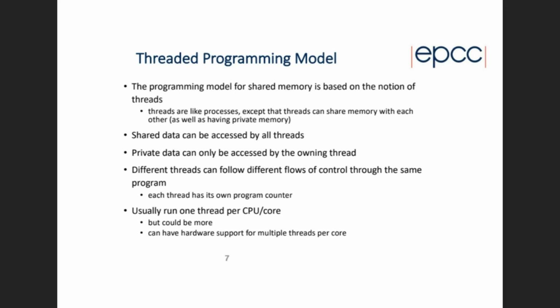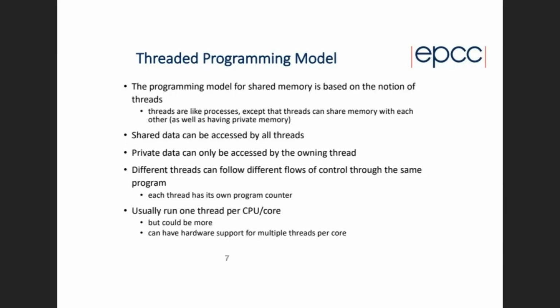Okay, so usually when we're doing high performance computing, we're normally thinking about having a one-to-one mapping between the threads and the hardware execution units. So we would normally be thinking about running one thread per core. That would be the normal thing to do. It could be more. And indeed, a lot of modern processors do have hardware support for running multiple threads on a core.